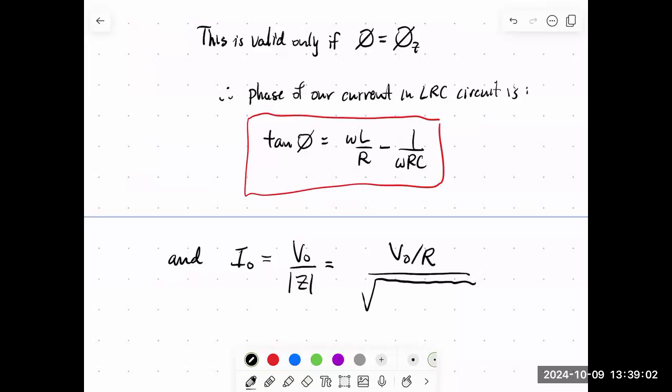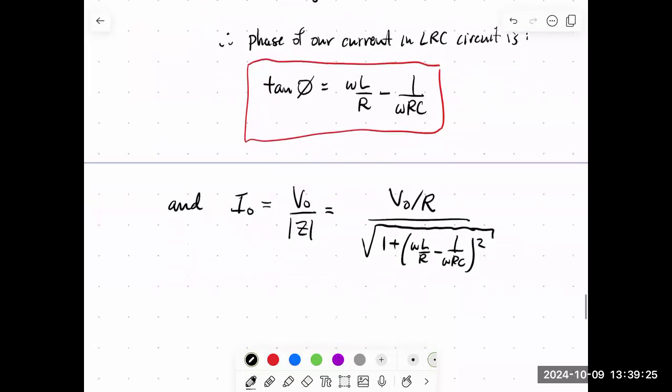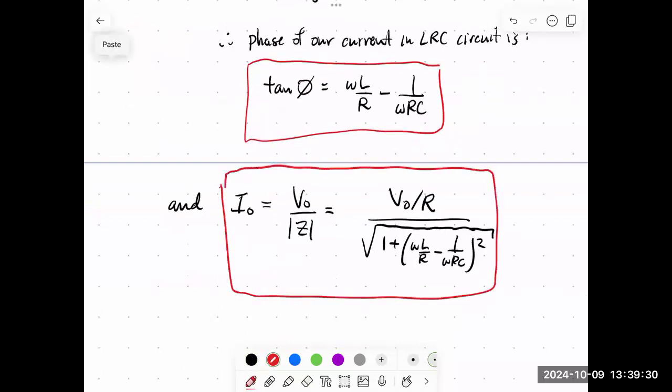I like that because this tells me that my current amplitude has the units of voltage divided by resistance, and that makes sense, right? That's amps. And then we had one plus omega L over R minus 1 over omega RC squared. And that is the amplitude of our current. So let's just finish this off, and then we'll go back and do a little summary recap of all of this.